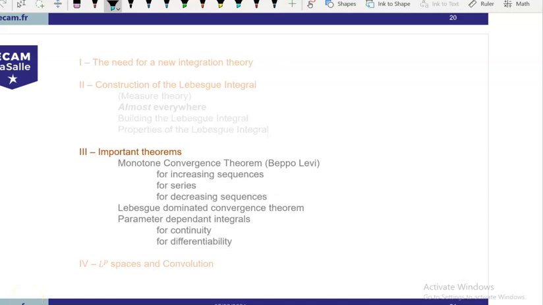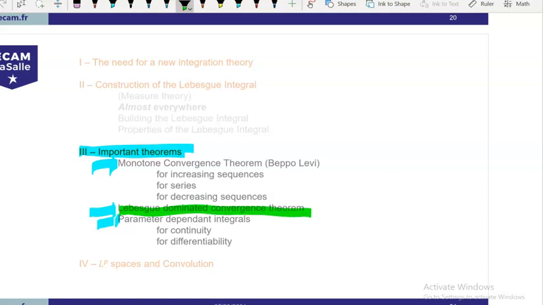All right, let's go now for our very important theorems that are the heart of this chapter. As we said earlier, there are actually three important theorems: the Beppo-Levi, Lebesgue dominated convergence, and theorems for parameter-dependent integrals. Actually, all of these can be more or less summed up by the Lebesgue dominated convergence theorem, but let's go step by step and look at the first one for today, the monotone convergence theorem.